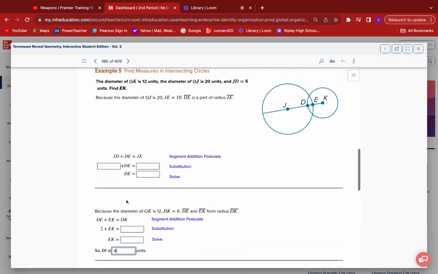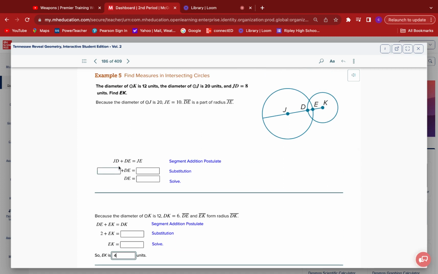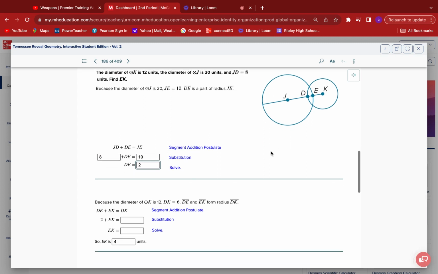I'm not really sure what they did, but E to K is a 4. Okay, so let's go back and see what they did. All right, so they said JD and DE is JE. So J to D is an 8 plus some kind of unknown is a 10. Subtract 8 to the other side, you get 2. And I said that DE is 2. All right, then they replaced DE with a 2. They said DE plus EK, which is unknown, is DK. DK is 6 because that's the radius. Half of 12 is 6. Subtract to the other side, you get 4.